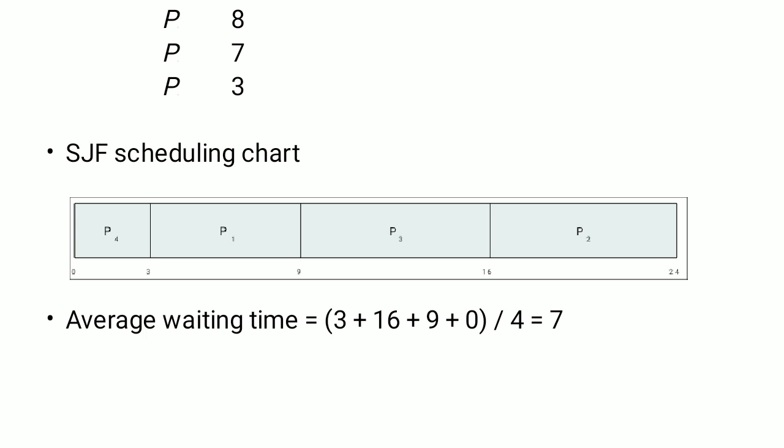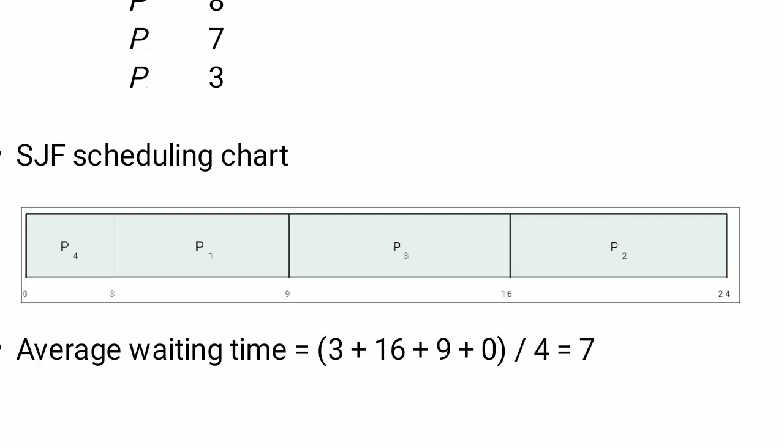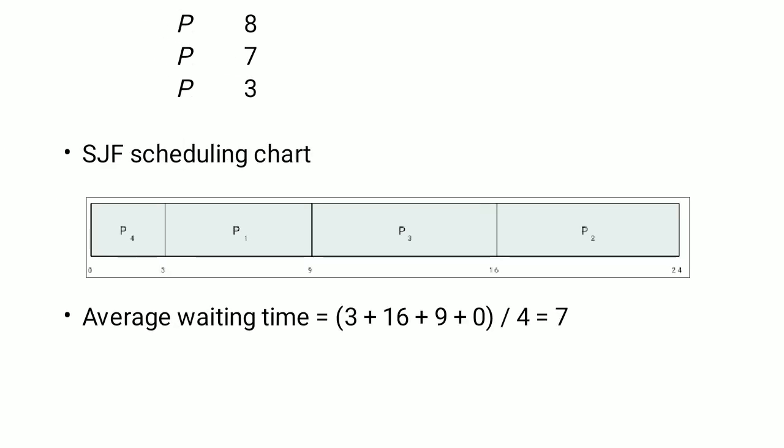Average waiting time: for P4 there is no waiting time, so it is 0. For P1 the waiting time is 3 seconds, so 3 is written here. For P3 the waiting time is 9 seconds, so 9 is written here. And for P2 the waiting time is 16 seconds. So 3 plus 16 plus 9 plus 0 divided by 4, because we have 4 processes, so the average waiting time is equal to 7 seconds.